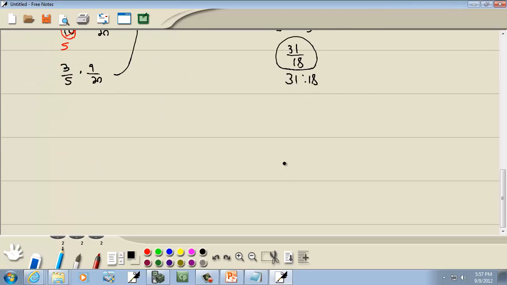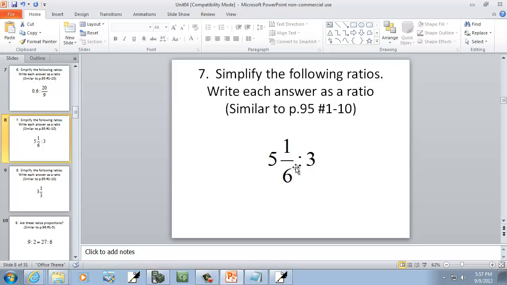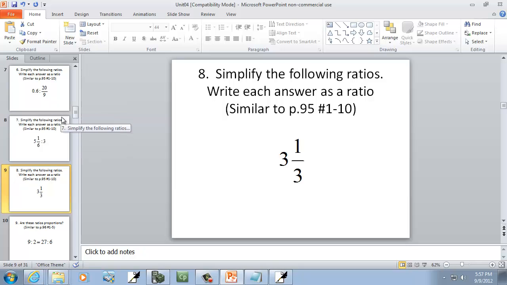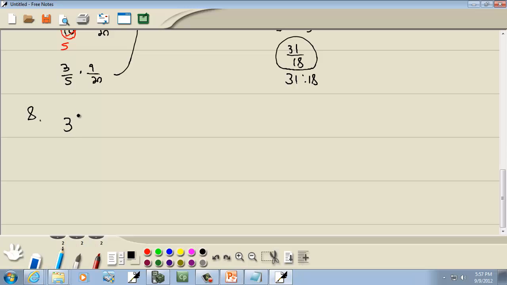And one more. It says simplify the following ratio, write each answer as a ratio. We've got 3 and 1/3. And there isn't any colon here, so there's no divide, but let's put this in improper fraction form. 3 times 3 is 9, plus 1 is 10. So that becomes 10 over 3, which would be our ratio. So 10 to 3.